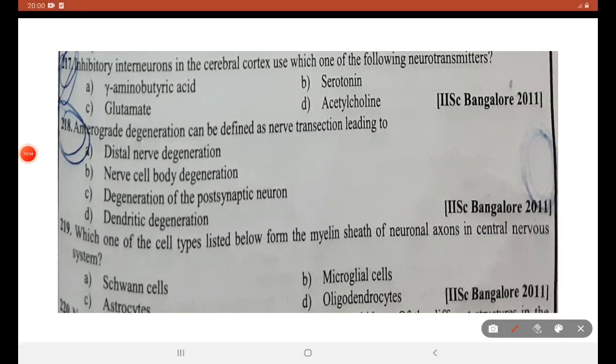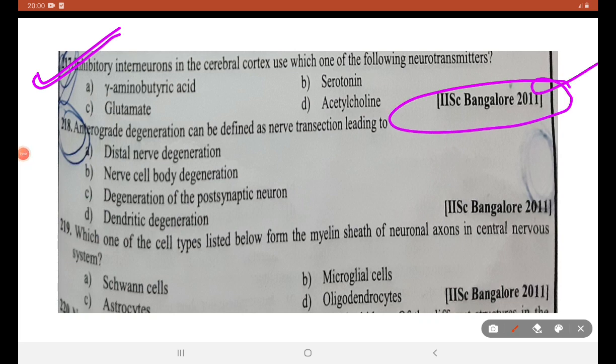Okay. Coming back to this question. IISc Bangalore 2011. Inhibitory interneurons in the cerebral cortex, which of the following is a neurotransmitter? We are speaking about inhibitory interneurons, inhibitory neurotransmitters. Which is an inhibitory neurotransmitter? Most probably in the cerebral cortex it is gamma aminobutyric acid.